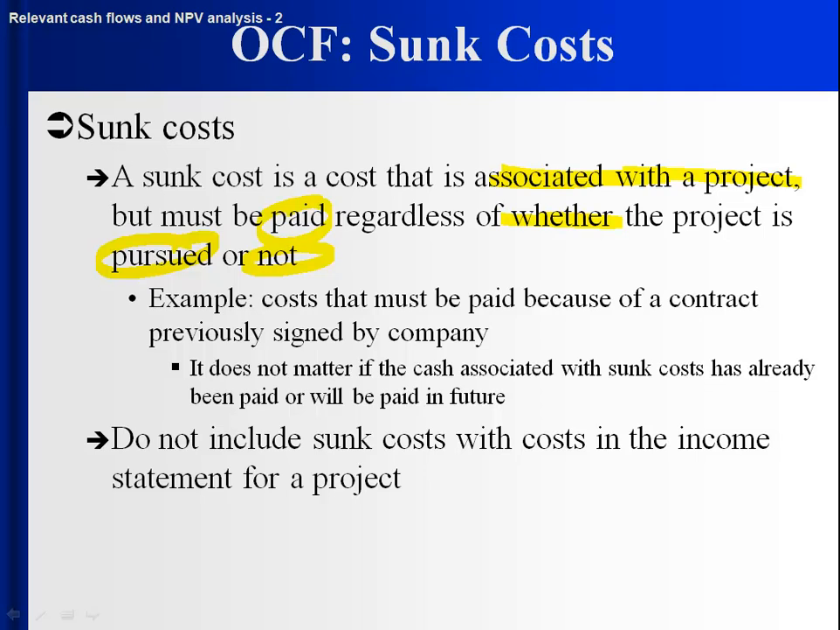So, for an example, suppose a company is looking into a project that's going to involve some legal matters, and they have entered into a contract with a law firm where they've agreed to pay the law firm $20,000 a year for the next 3 years. Well, if they do the project, they got to pay that fee. If they don't do that project, they have to pay that fee. So when you do with minus without, it's the fee minus the fee, which is zero. So you do not include sunk costs in the income statement for a project.